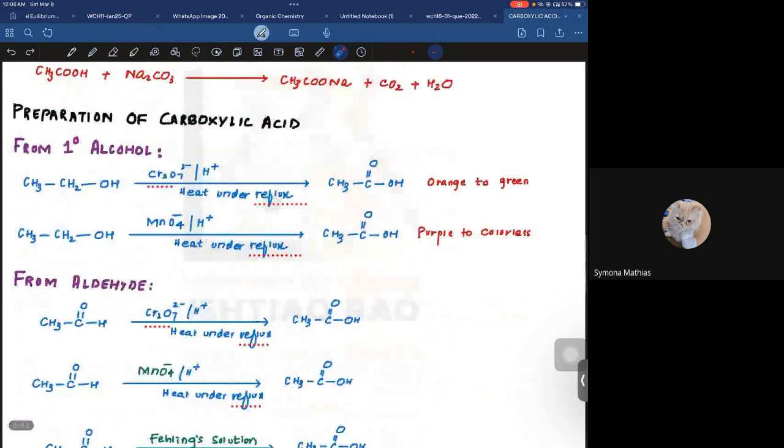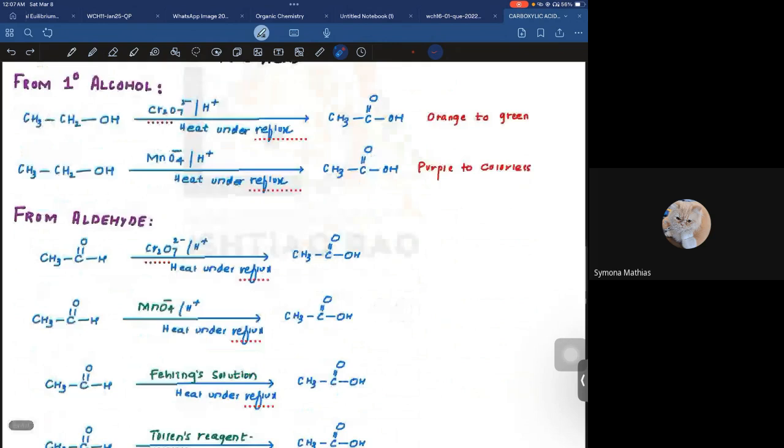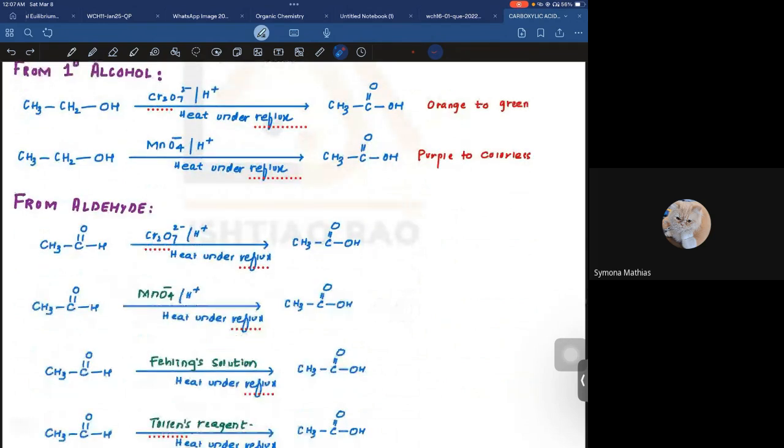Another way to prepare carboxylic acid is to oxidize your aldehyde. So primary alcohol can be oxidized into carboxylic acid, and aldehyde can also be oxidized into carboxylic acid. You can use the same oxidizing agent. You can also use Fehling solution, which is also an oxidizing agent. You can also use Tollens reagent.